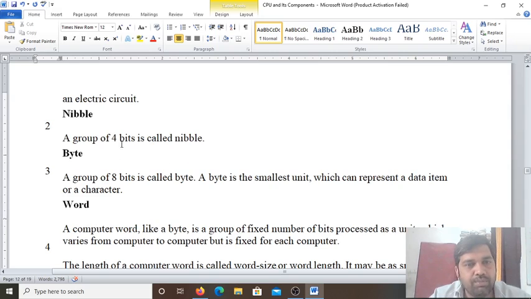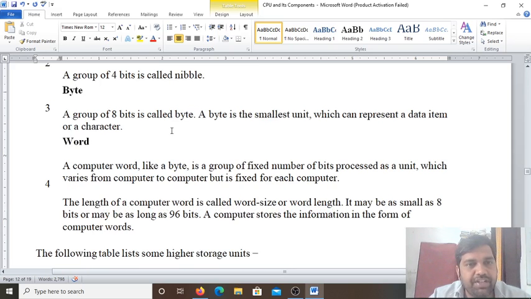Nibble: a group of 4 bits is called a nibble. Byte: a group of 8 bits is called a byte. So if there are 8 digits of zeros and ones, that is called a byte. A byte is the smallest unit which can represent a data item.